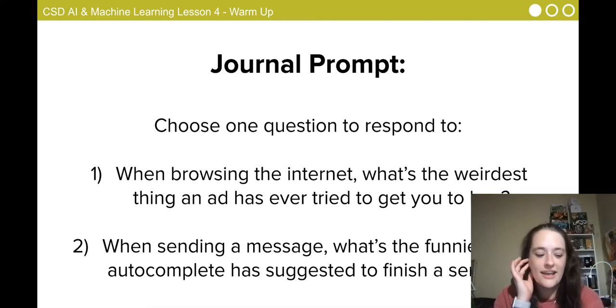I think a very common autocorrect involves the word duck. And usually nobody's talking about actual ducks that quack.